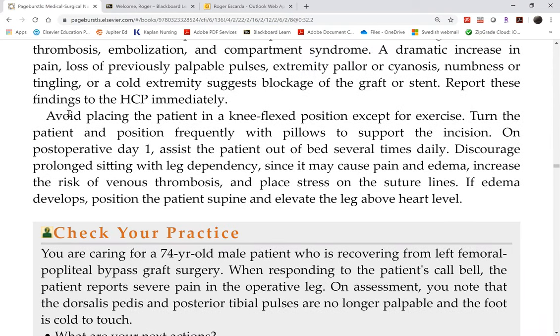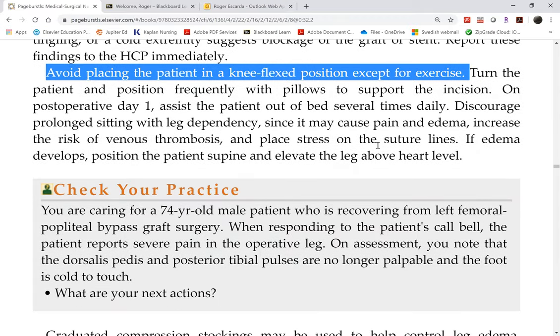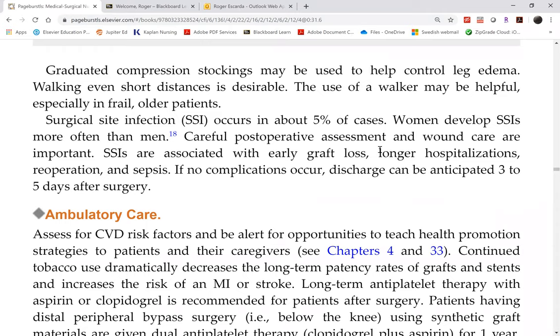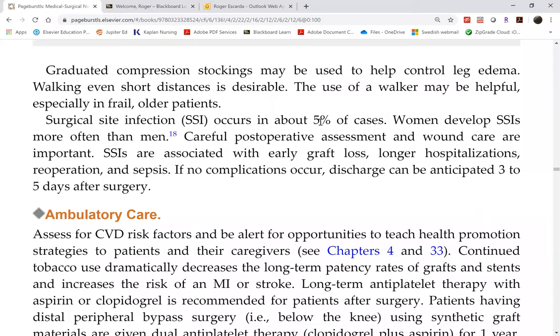the specifics. For instance, don't put the patient in a flexed knee position, because again, that will impair blood flow. We also have stockings, obviously, that will promote circulation, prevent edema, and prevent DVTs.